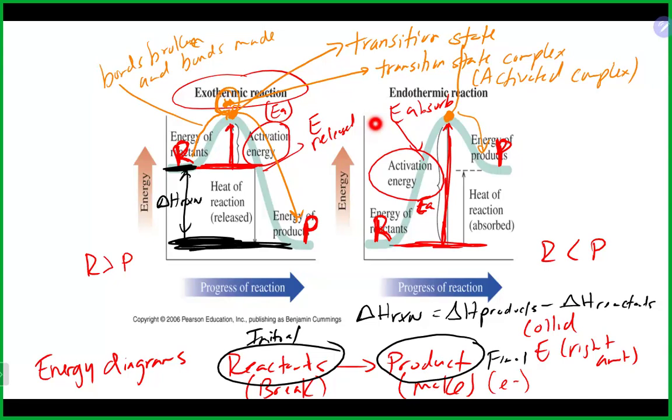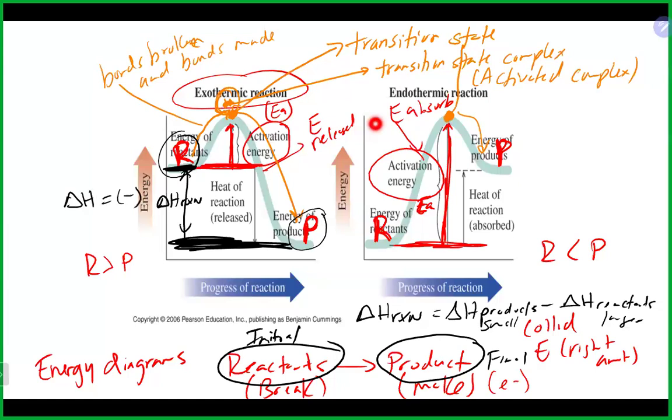And if we think about it mathematically for the exothermic situation, the energy of our products is a smaller number than the energy of our reactants. It's much higher, a larger number. So whenever we take a small number minus a larger number, our delta H is going to result in a negative value.